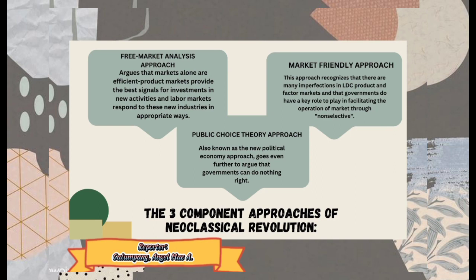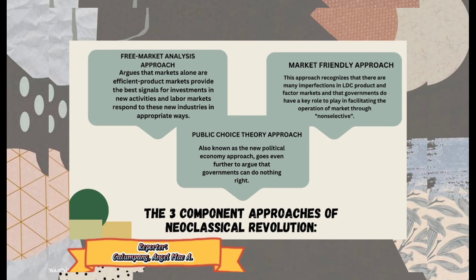Moving on to the public choice theory approach, also known as the new political economy approach, it goes even further to argue that governments can do nothing right. So, why does this state that government can do nothing right? Well, this is because the public choice theory approach assumes that politicians, bureaucrats, citizens, and states act solely from a self-interested perspective, using their power and the authority of government for their own selfish ends.